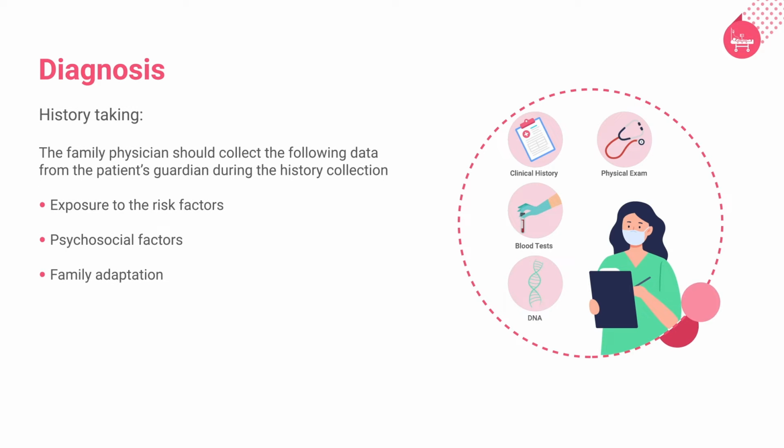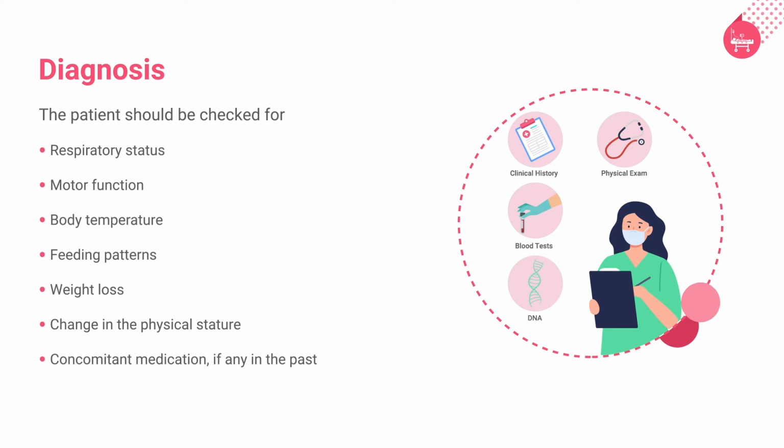The initial step in the diagnosis part includes the history taking. The family physician should collect the patient's data like exposure to risk factors, psychosocial factors, and family adaptation. The patient should be checked for respiratory status, motor function, body temperature, feeding patterns, weight loss, change in the physical stature, and concomitant medication, if any, in the past.